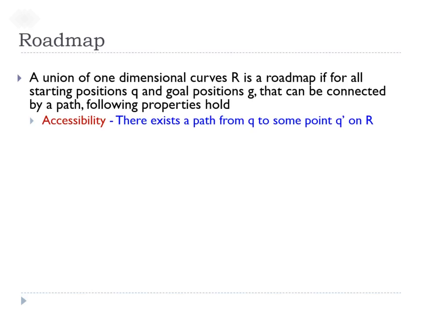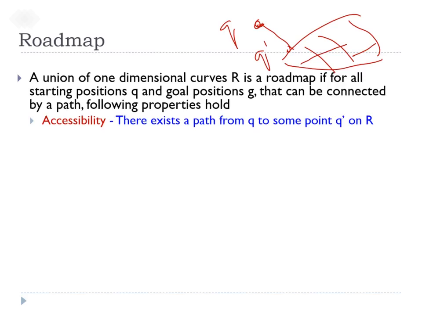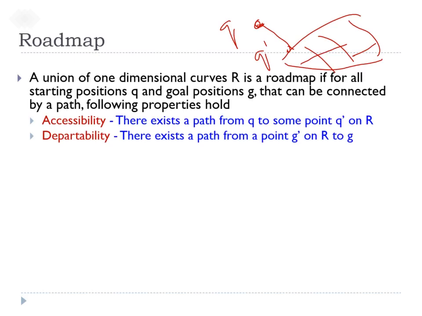By this we mean that suppose you have a point, say Q, which is not on the roadmap, and here is the roadmap. In this roadmap I have a point, say Q prime. So this is point Q, and this point is Q prime. I'm choosing this point, and we can find a path between Q and Q prime, and that is known as accessibility.